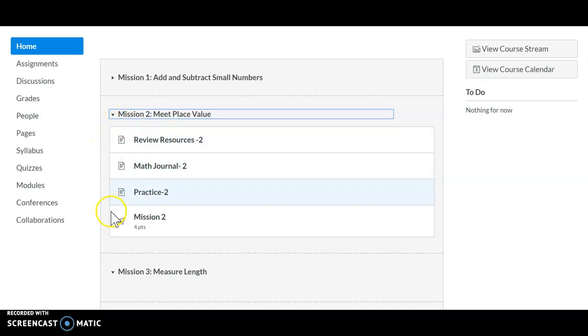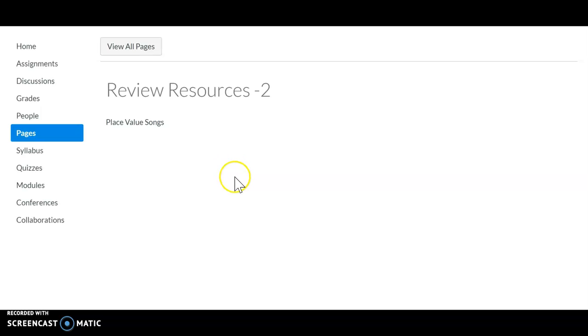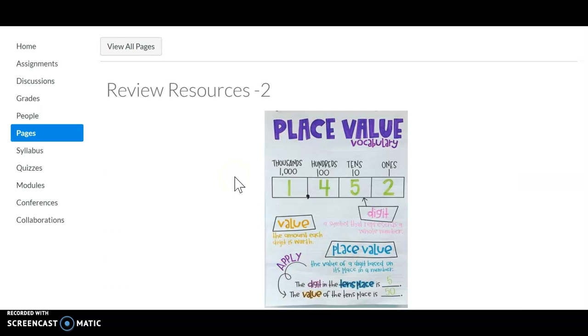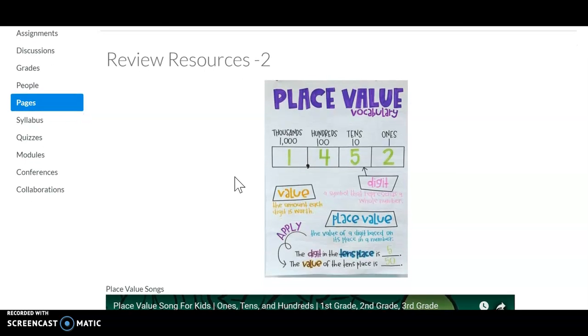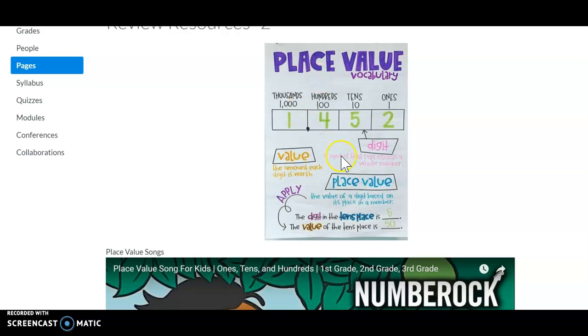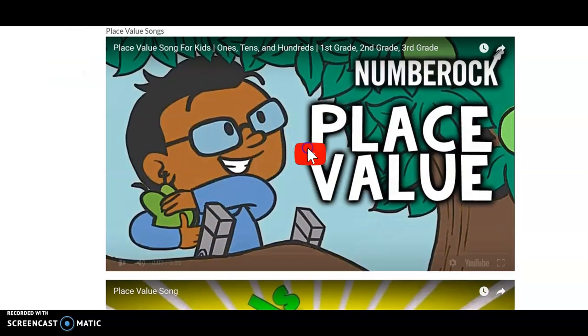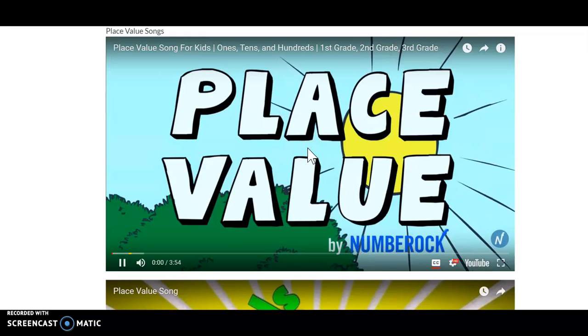You can see that I've added a quiz here. Each mission will look a little bit different with different resources, depending on what kind of concept we're covering. In mission 2, we're learning about place values. If they feel like they need some review, they can come here, and I've got a place value vocabulary chart. I have a fun little song that they can listen to.